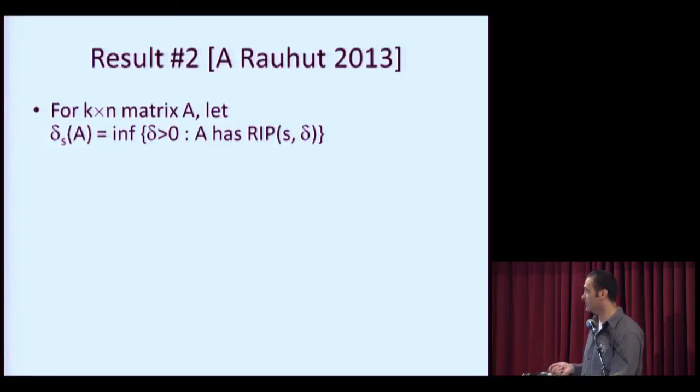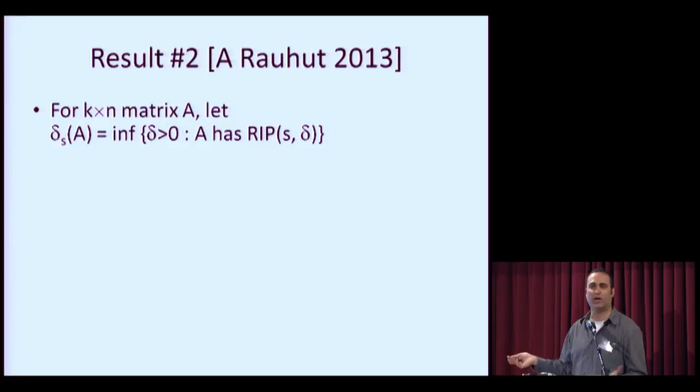The second result is more interesting. For a given matrix, we want our matrix to have the restricted isometry property for some regime of parameters. So given an attempt for such a matrix, let's say it's not yet final, let's see how close it is to having RIP. Say delta S of A is the infimum over all possible distortion parameters such that A has RIP with that parameter. Or in other words, the maximal distortion of an S-sparse vector by this matrix A.